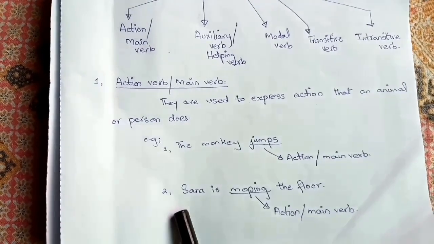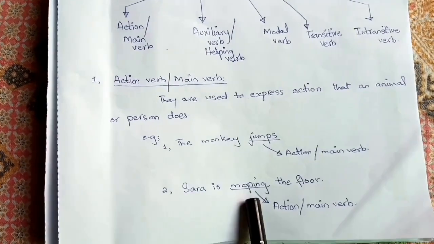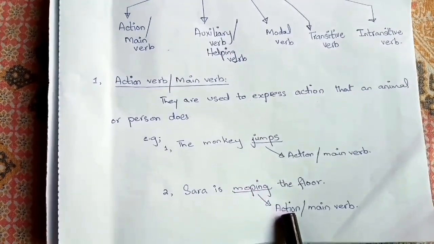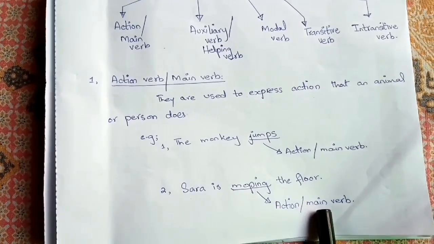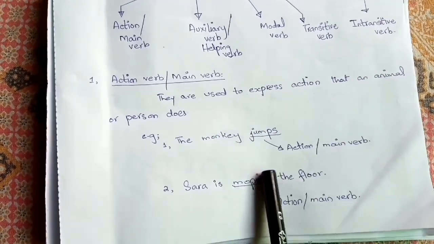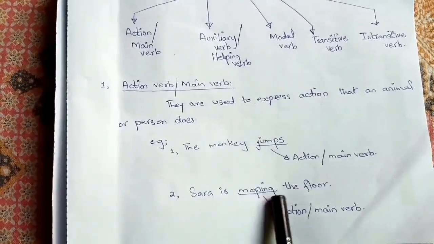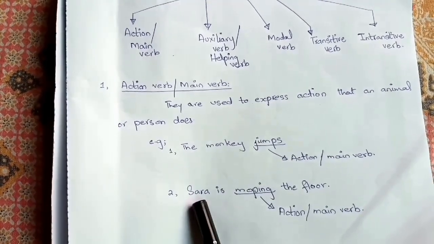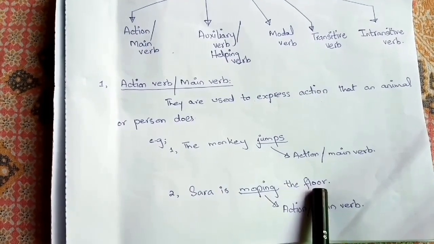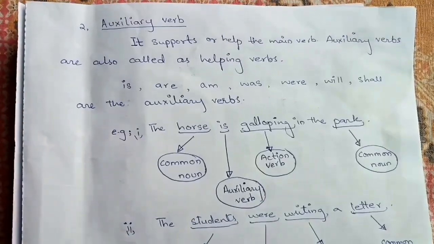Sarah is a proper noun. Why? Because Sarah is the name of a particular girl. Mopping is an action verb, or you can call it a main verb, because it's a work done by Sarah. Sarah is doing a work. What work? Sarah is mopping the floor. So floor is a common noun.